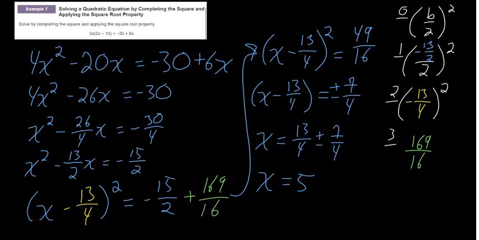And then the other solution is going to be 13 over 4 minus 7 over 4. Well, 13 minus 7 is 6, so we're going to have 6 over 4, which would be 3 halves. And 3 halves would be my second solution. Okay, so hopefully that wasn't too terrible.